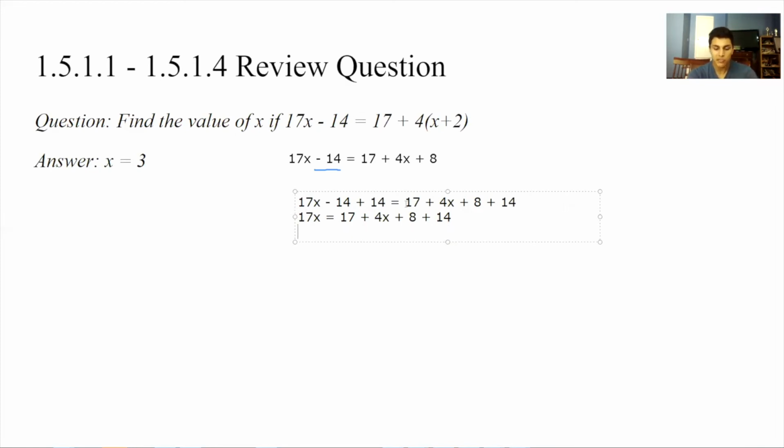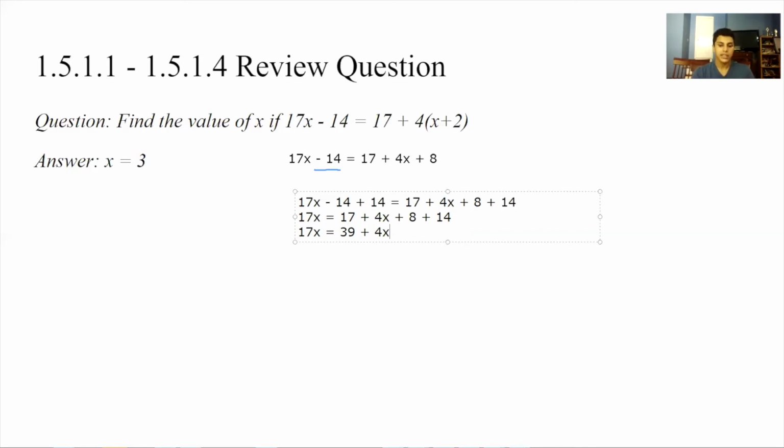You just want to simplify the addition on the right-hand side of the equation. So this is 17x equals, then if you just add 17, 8, and 14 on this side of the equation, it just becomes 39 plus 4x. 17 plus 8 plus 14 is 39. So now my equation is 17x equals 39 plus 4x. Well, I got the variable on the left-hand side of the equation all on its own. So am I done this step?